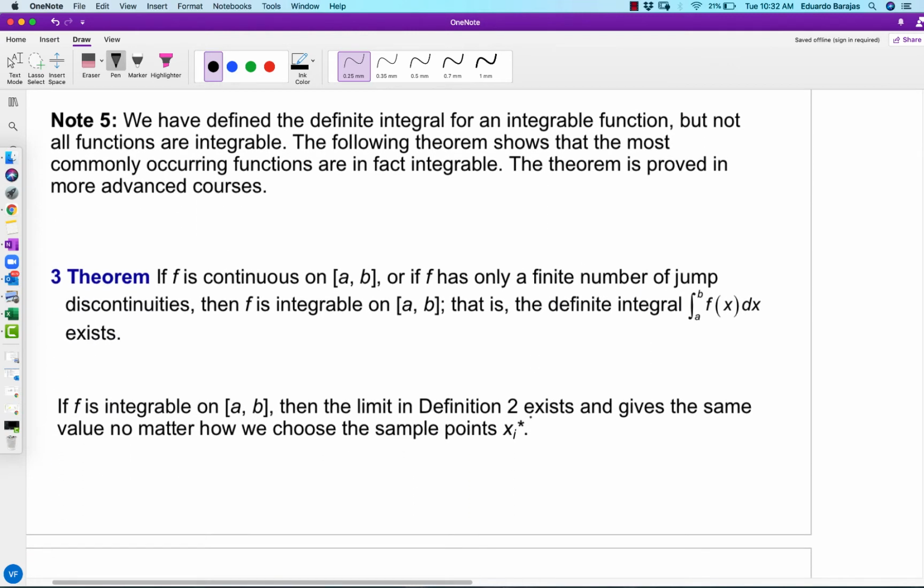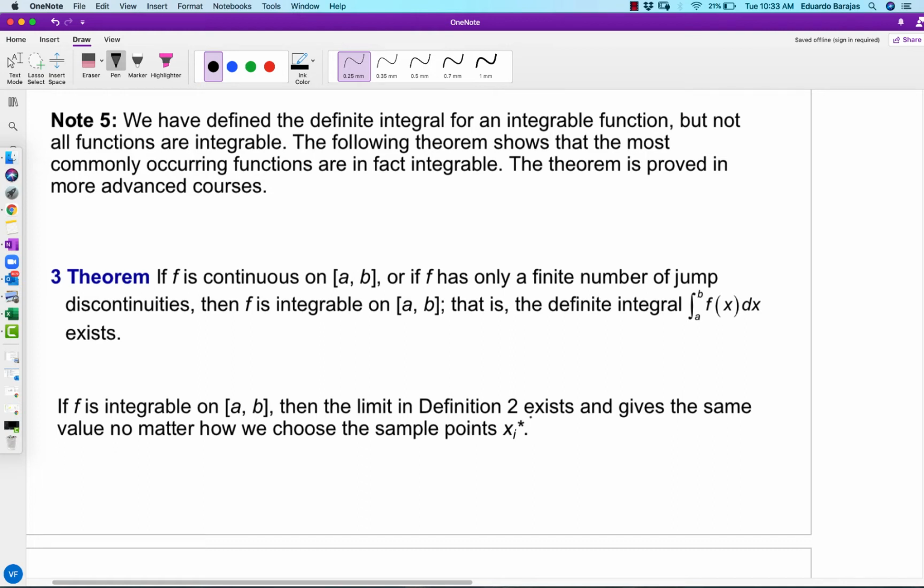Note 5. So we've defined the definite integral for an integrable function, but not all functions are integrable. The following theorem shows that the most commonly occurring functions are in fact integrable. The theorem is proved in more advanced courses. We don't have to worry about that here, but it gives us the freedom to work with a good variety of functions. So Theorem 3 says that if f is continuous on the set from a to b, or if f has only a finite number of jump discontinuities, then f is integrable on a to b. That is, the definite integral from a to b of f of x dx exists.